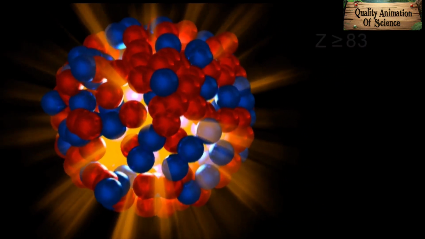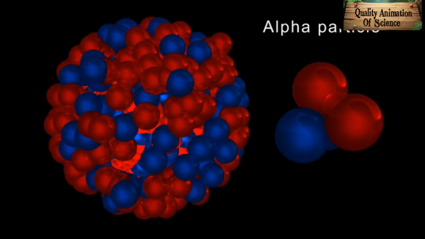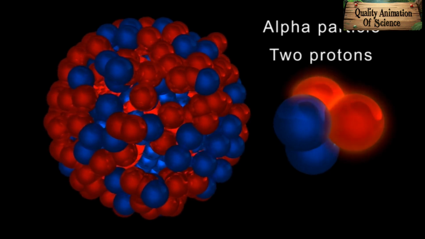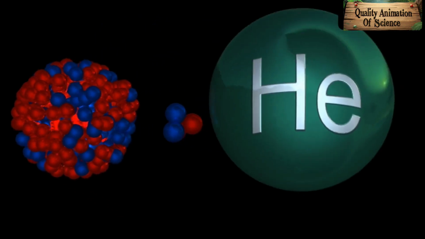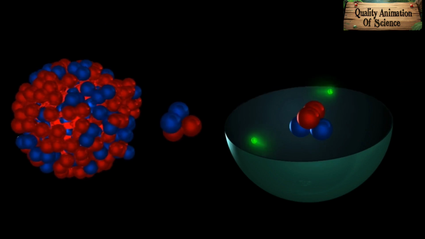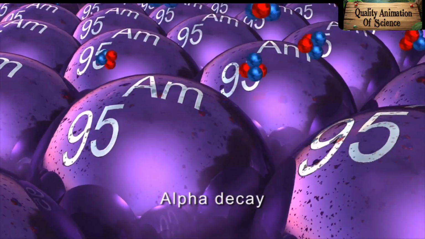themselves into lighter ones through the emission of one or more alpha particles. An alpha particle is a composite particle consisting of 2 protons and 2 neutrons tightly bound together. It is identical to the nucleus of a helium atom. Such a radioactive decay is called alpha decay.